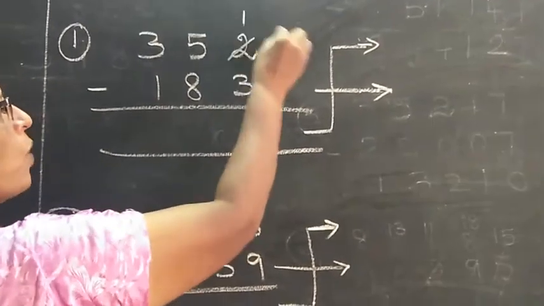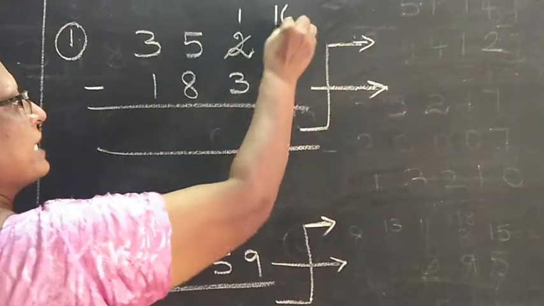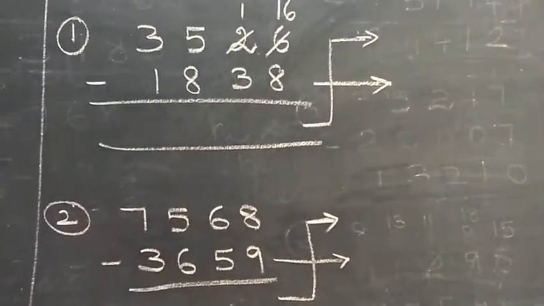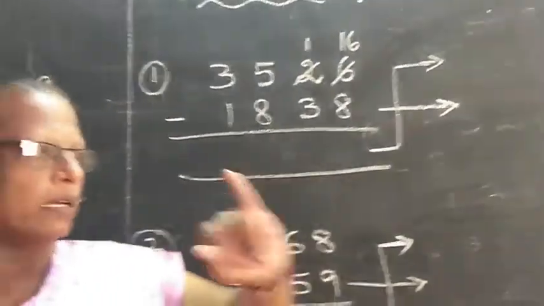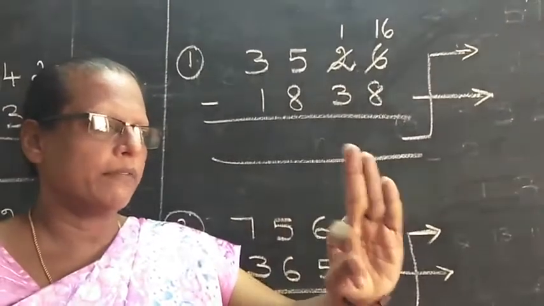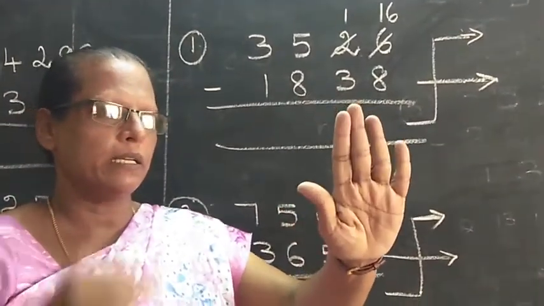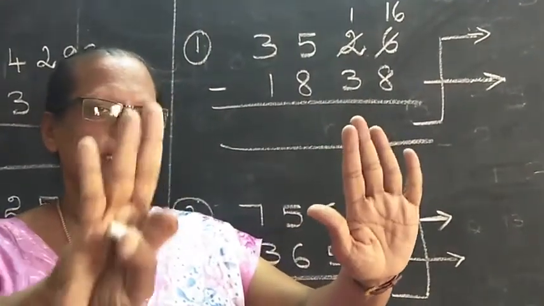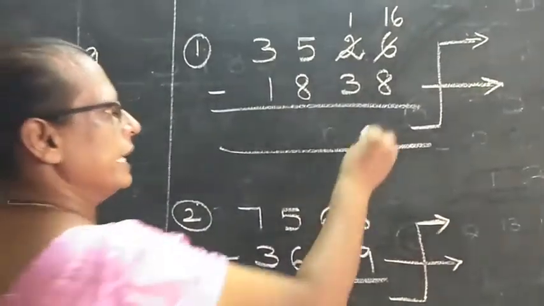2 will become 1 and the 6 will become 16. So from 8 you count up to 16 children. After 8: 9, 10, 11, 12, 13, 14, 15, 16. So what's the answer? 8.